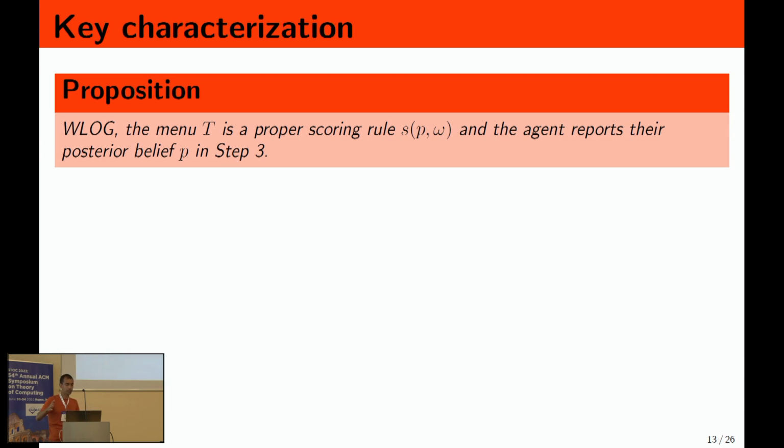And here's another way to put it. You give the agent a proper scoring rule, which is just a score for how well they predict the future. And you design that scoring rule very carefully so that the agent thinks, how do I best predict the future?